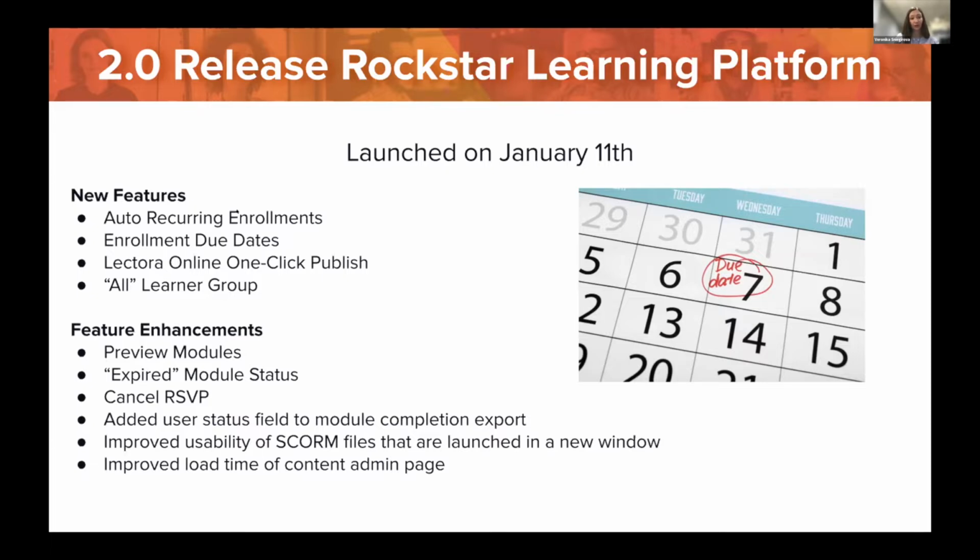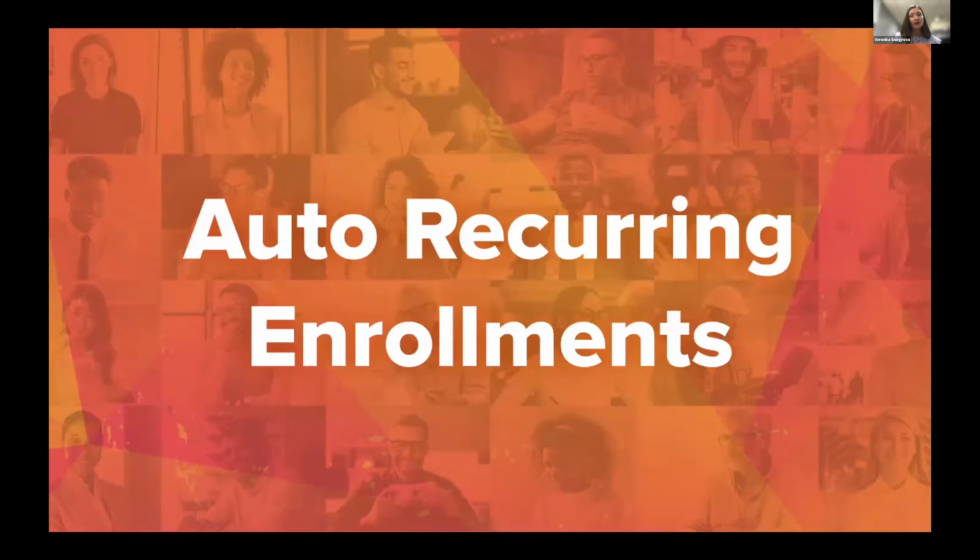And today, as I've said earlier, we'll be going over auto recurrent enrollments and enrollment due dates during the presentation. Okay, so auto recurrent enrollments lets you save time. You no longer have to manually renew enrollments for annual, semi-annual, and monthly compliance training as a platform administrator. The Rockstar Learning platform now lets admins set up automated recurrent enrollments that can be renewed per period.